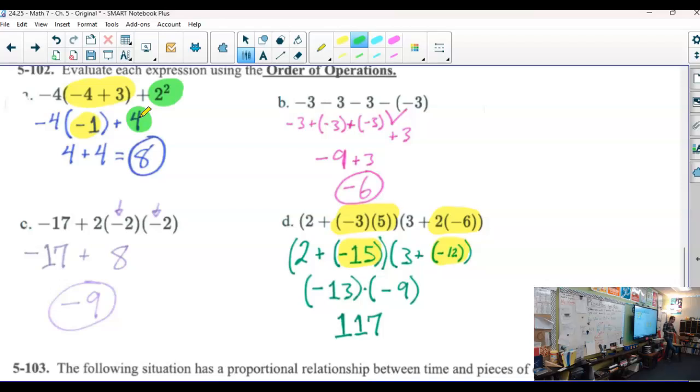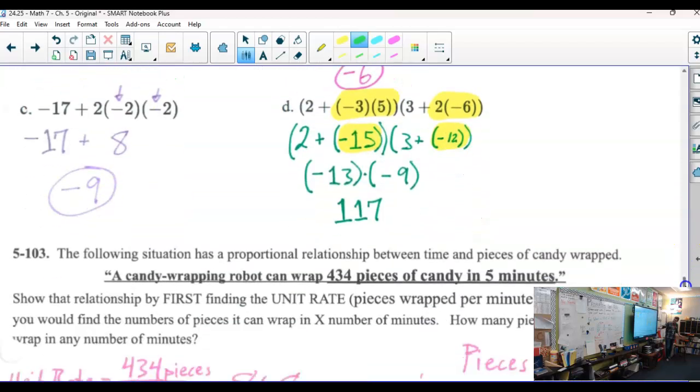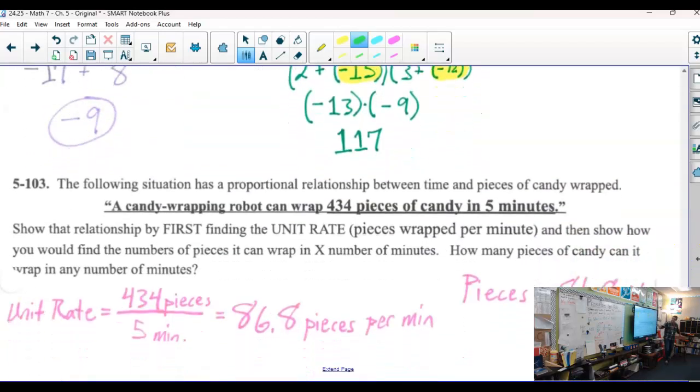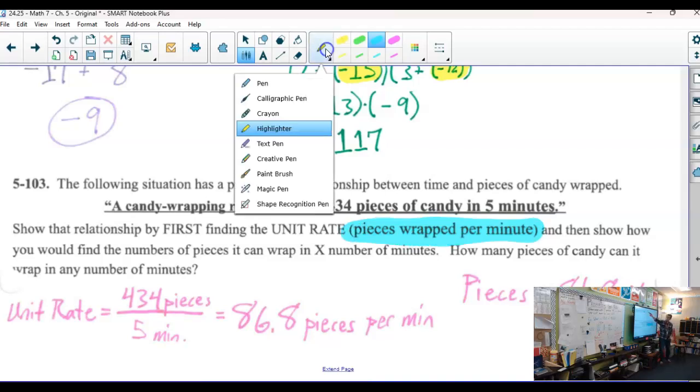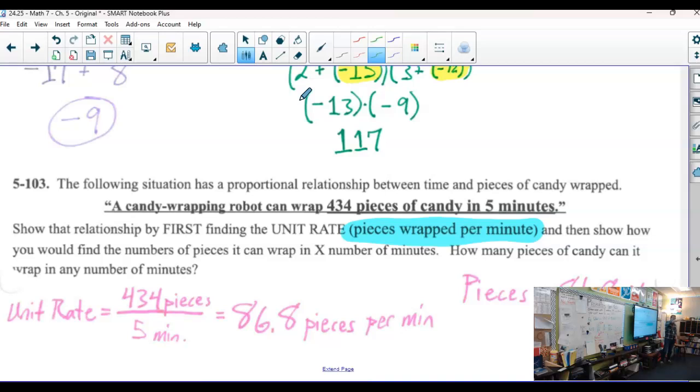Questions? And our candy robot. Guys, the sentence tells you what to do. Pieces wrapped per minute. What does per tell us? Yeah, by, for, division. It asks us to divide. It tells us like for every, but to do that, we do division.